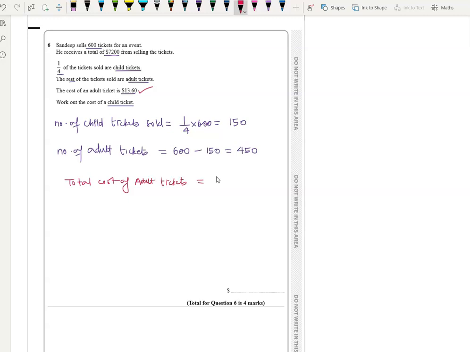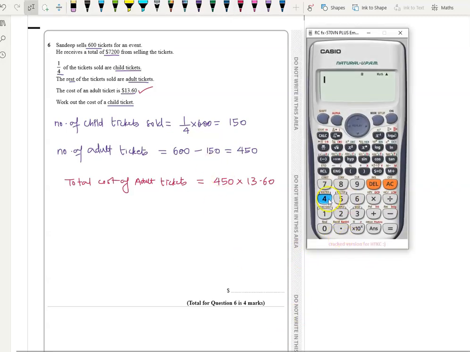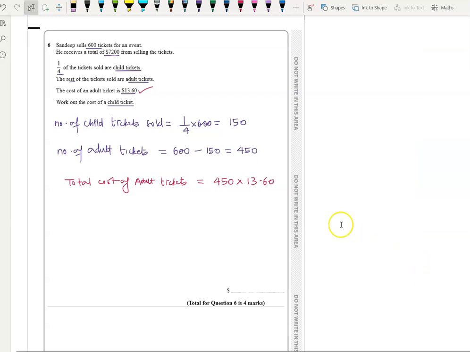is 450 times 13.60. So 450 times 13.6, that gives you 6120. So the total amount received by selling the adult tickets is $6120. Now altogether Sandeep received 7200.